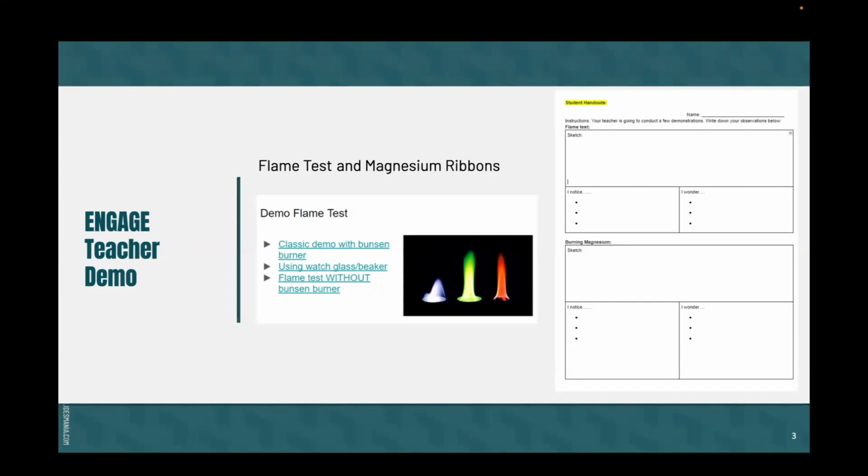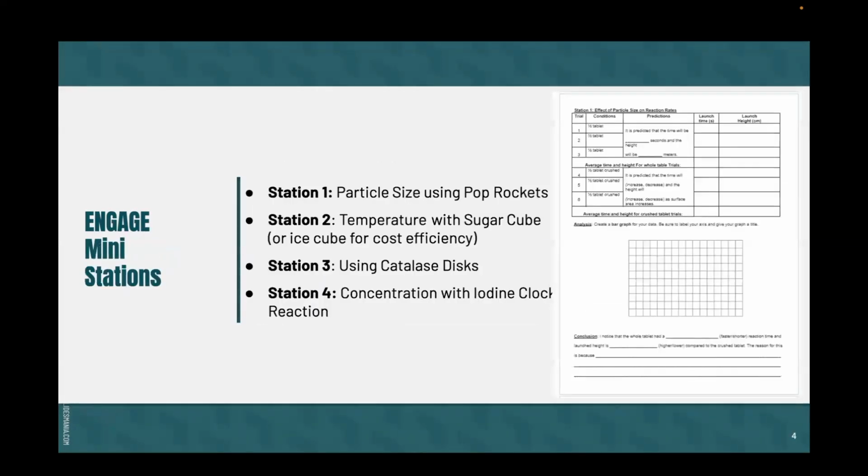So if you click on the slideshow and then you click the link within that slideshow that you see on the screen, it will take you to different instructions to do the flame test. And then the second one is burning the magnesium ribbon, which you can get off of Amazon.